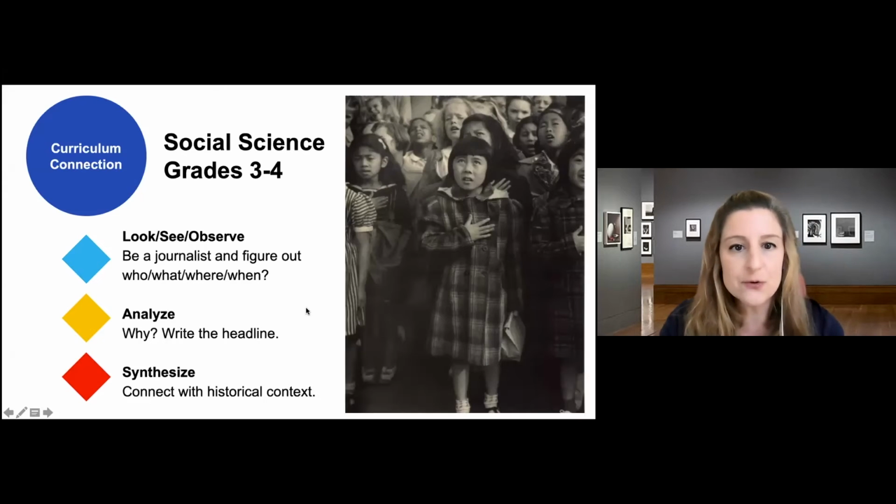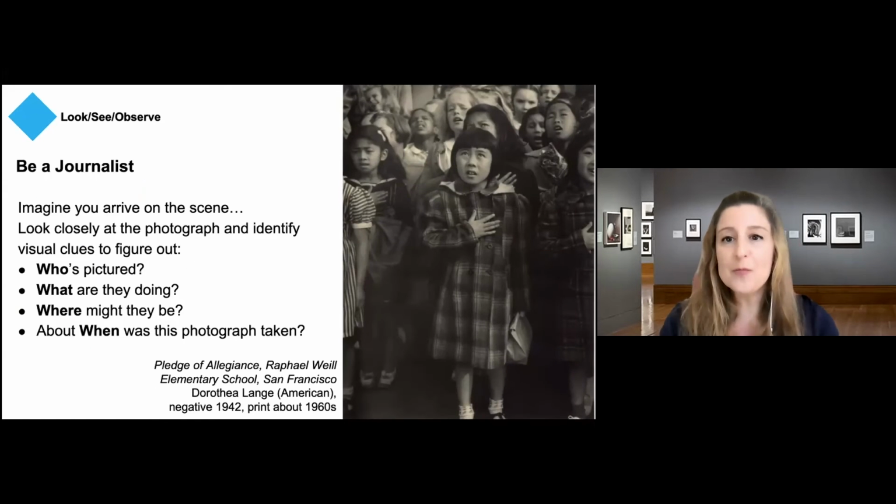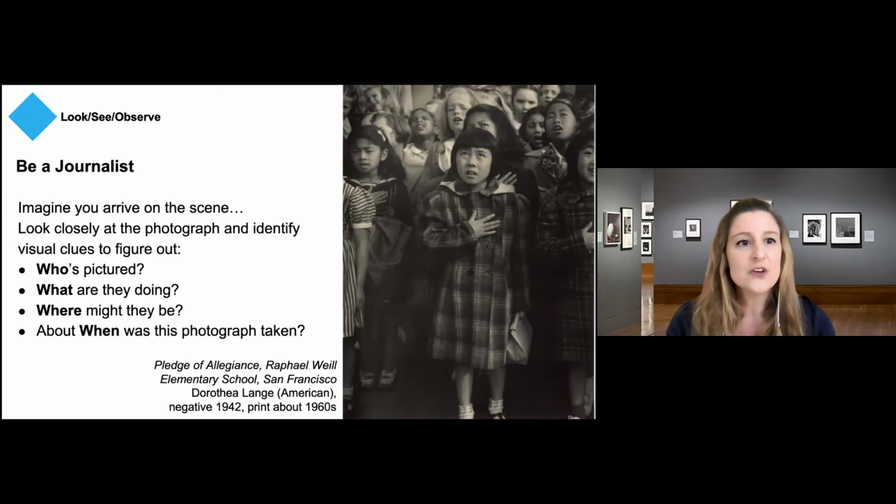So here's an overview. I'm going to jump ahead and walk us through the steps. With this image, it seemed like a good fit to take a journalistic point of view when your students are looking at it and getting started taking inventory. So you could invite them to imagine that they're a journalist arriving on the scene and look closely and see what the clues are. You can use who, what, where, when. We'll save why for the next step. So who's pictured? What are they doing? Where might they be? About when was the photograph taken?